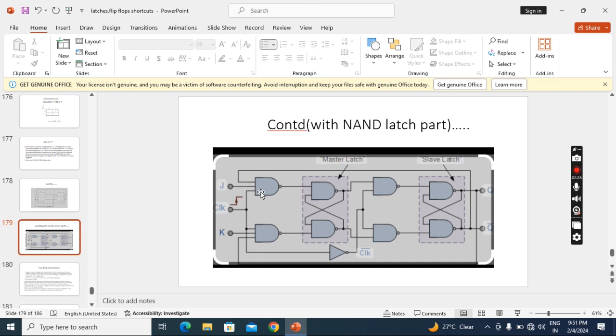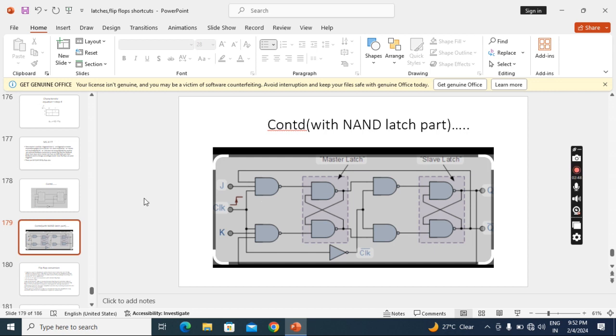Similarly, for negative trigger, the master will hold. It won't respond. But the slave will respond. It will send input to output. So with this kind of arrangement, we are able to avoid the racing. That is the logic behind avoiding the racing.